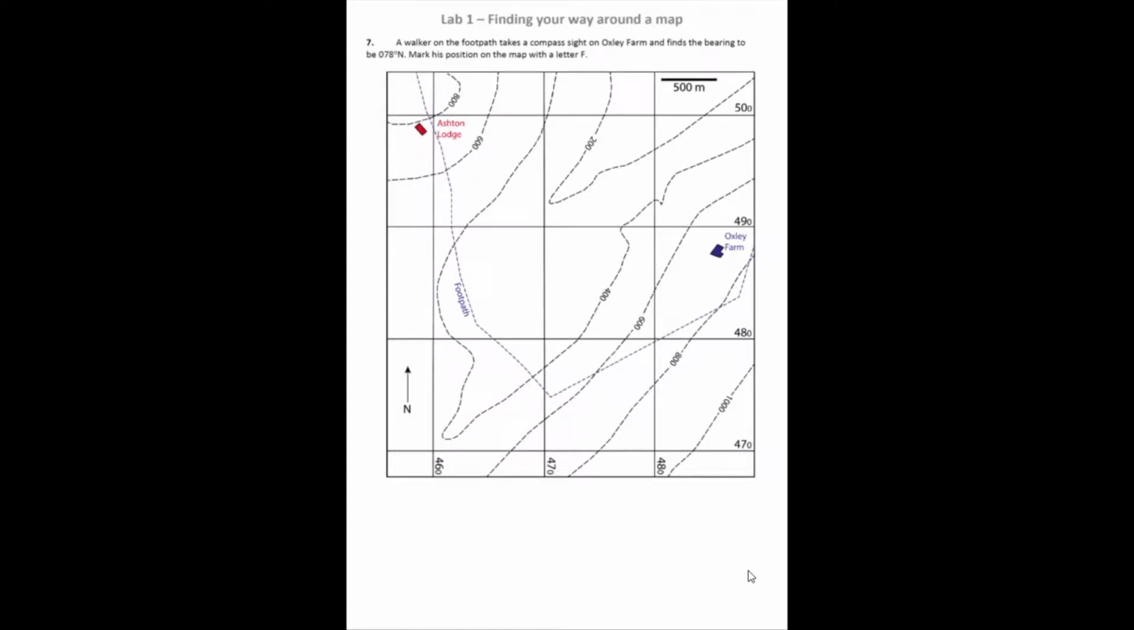Okay, the next question says that a walker on the footpath takes a compass sight on Oxley Farm and finds the bearing to be 078 degrees north. Mark his position on the map with the letter F. So you've got a guy who's on the path. He takes a compass bearing to Oxley Farm from where he is on the path, and he finds the bearing is 078 degrees north.